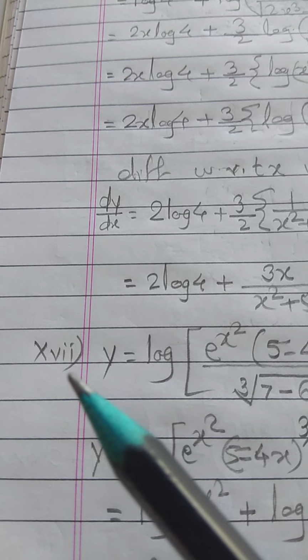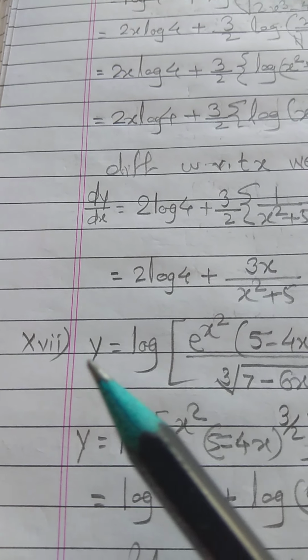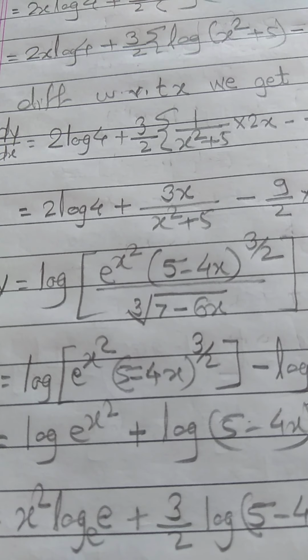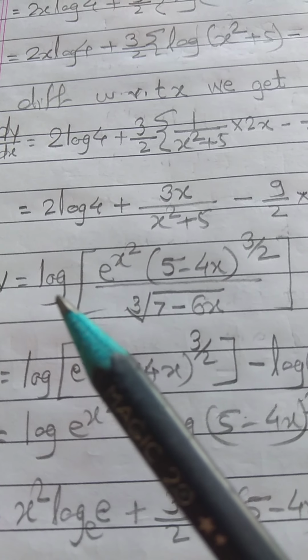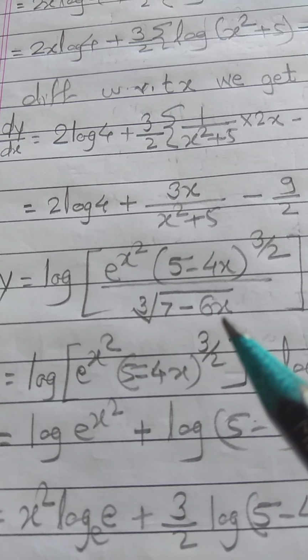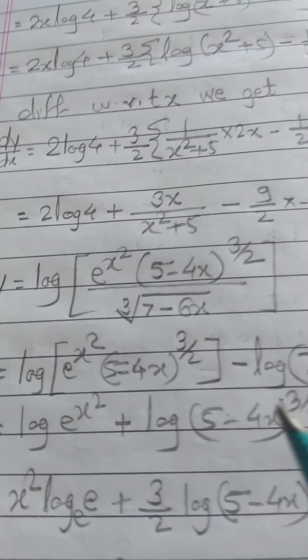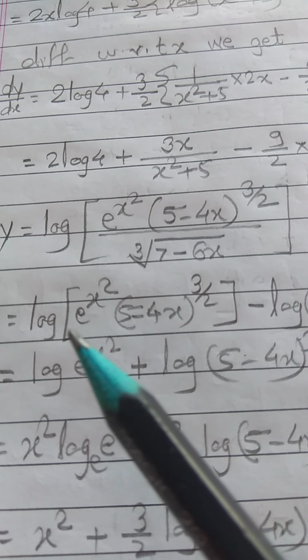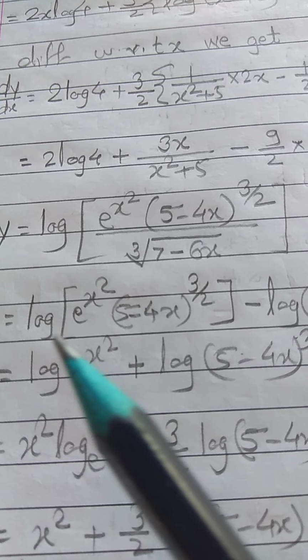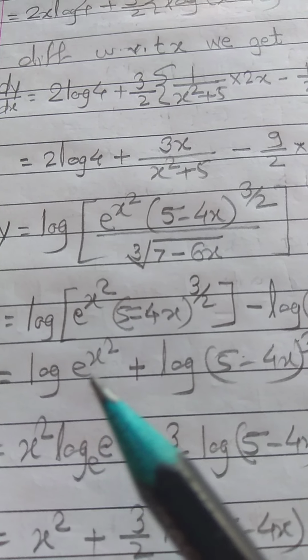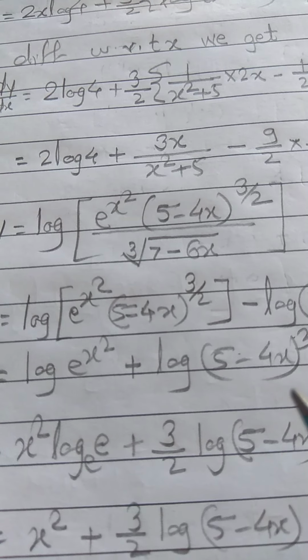Next question is Roman 17, y equal to log of the bracket. So first of all, we will say that this is of the type log of a by b. It will become log of a minus log of b. Now here inside this bracket, the function is of the type log of a into b. Then it will be log of a plus log of b.